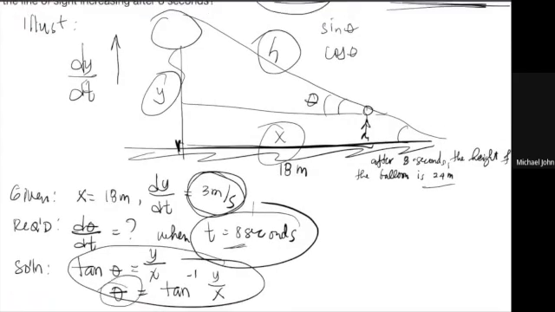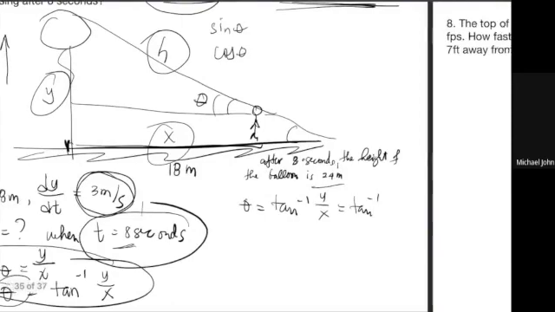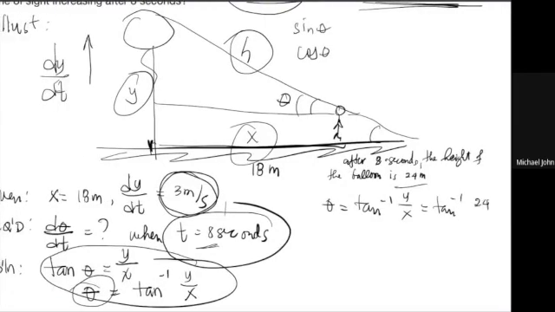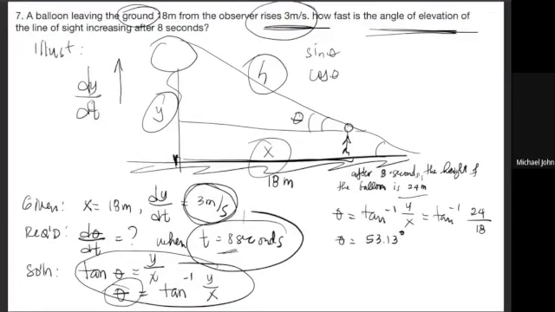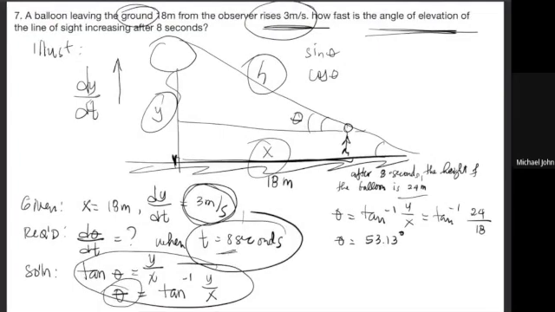First, we solve for theta. Theta is arctan of y over x, or arctan of 24 over 18. That is 53.13 degrees. Now, we need to solve for d theta over dt.